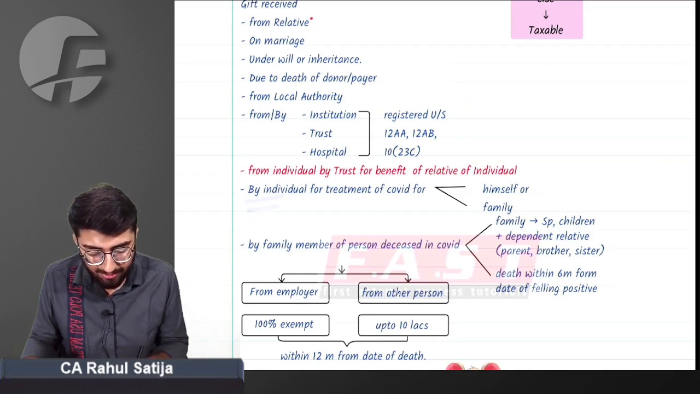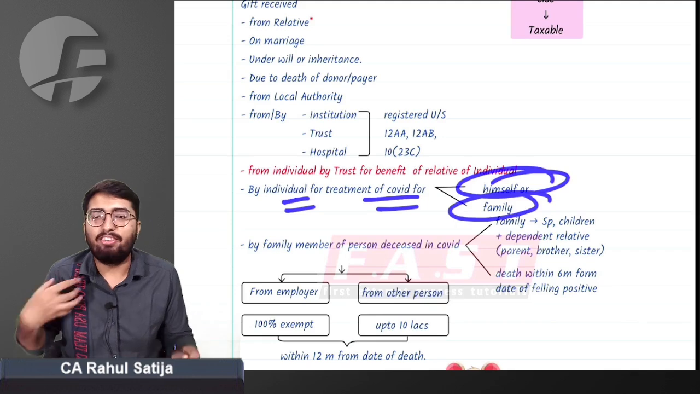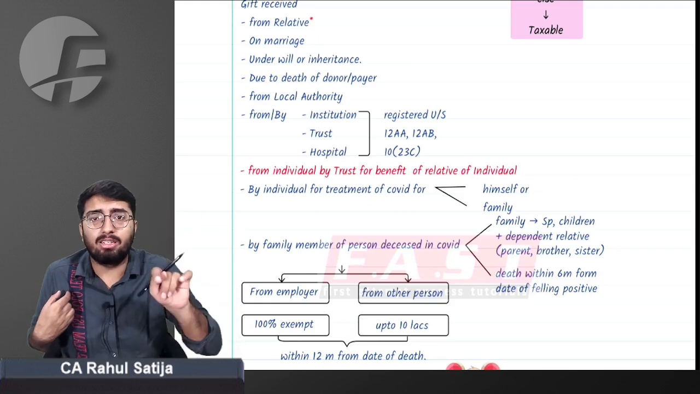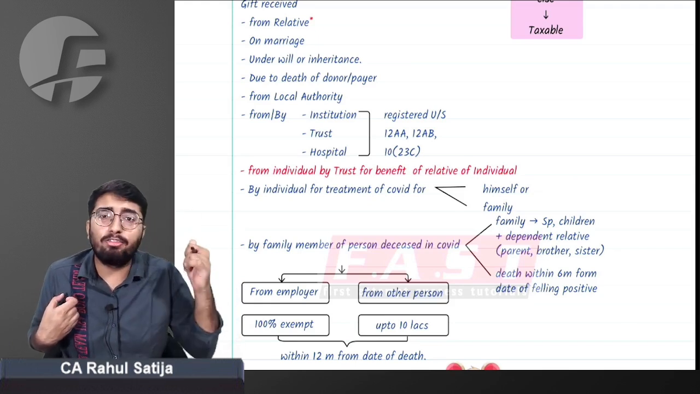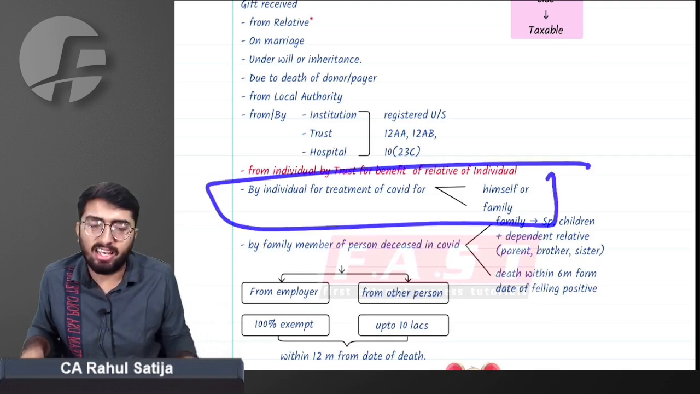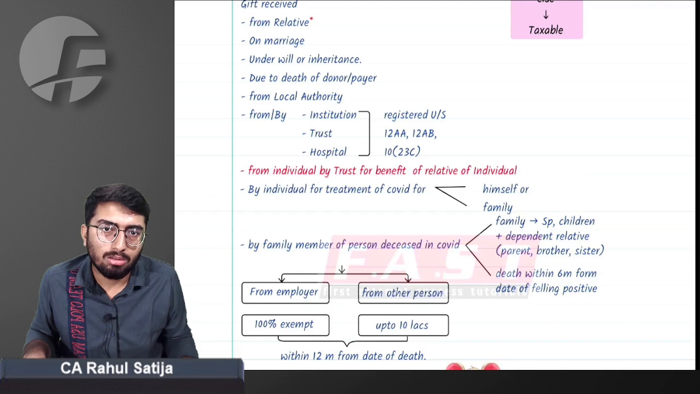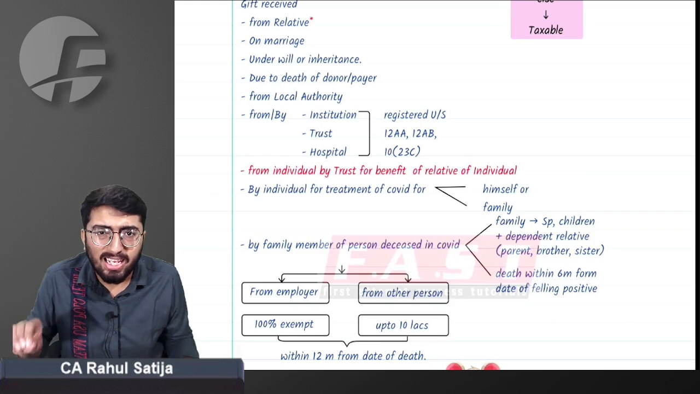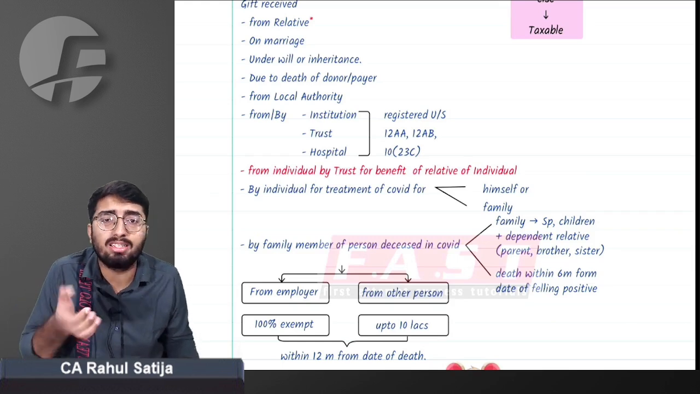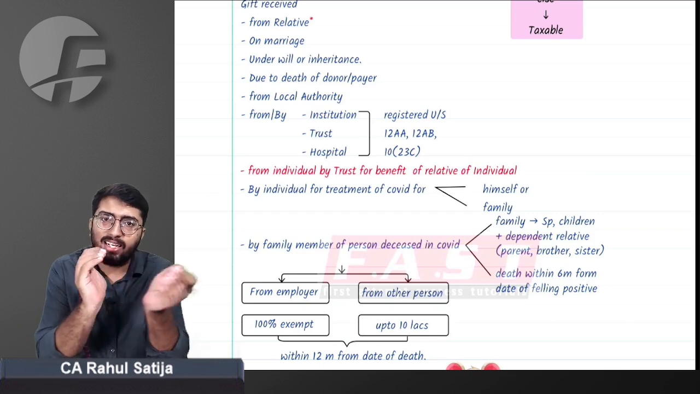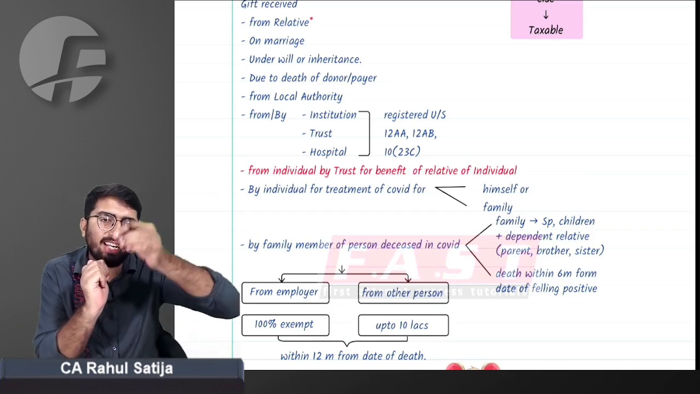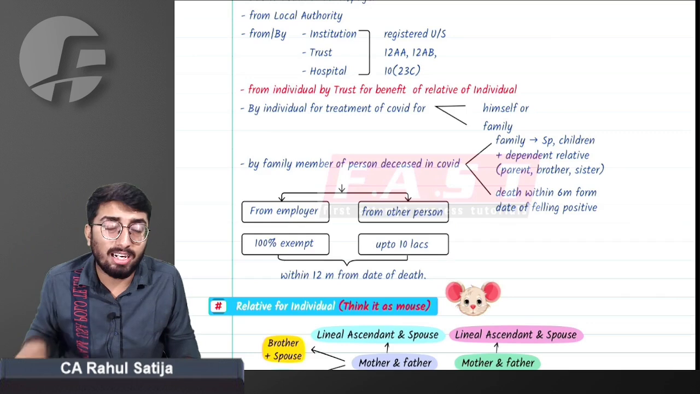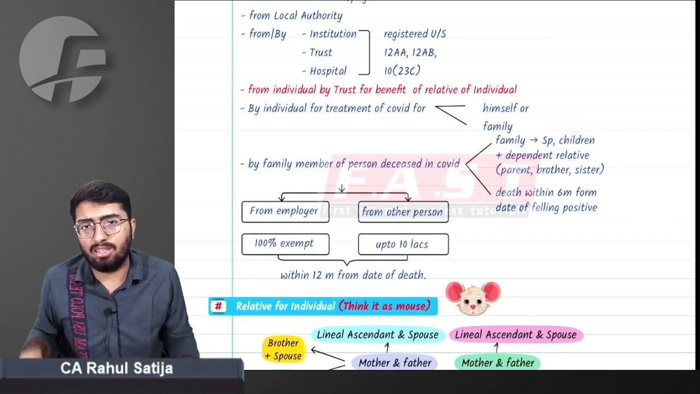Sir, any gift received by individual for treatment of COVID for himself. If I am receiving any money from anybody for my treatment for COVID-19 or for treatment of my family from COVID-19, it will be completely exempt. Or if anybody dies on account of COVID-19, any ex gratia received by his family or his relatives. What I'm saying, if a person died in COVID-19, his family received any kind of ex gratia either from employer or any other person, that will be exempt. But two or three conditions you need to take care of.